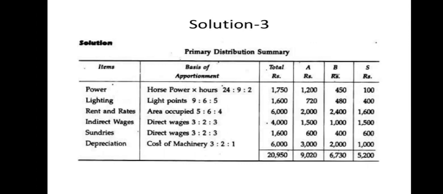So total overheads are 20,950. And the overheads allotted to department A, 9020. Department B, 6730. Service department S, 5200. This is the allocation or apportionment of overheads.